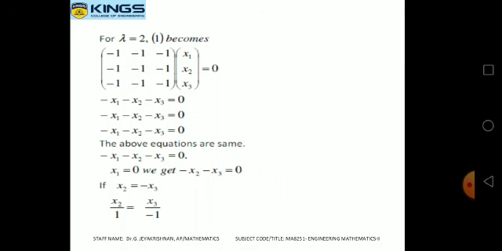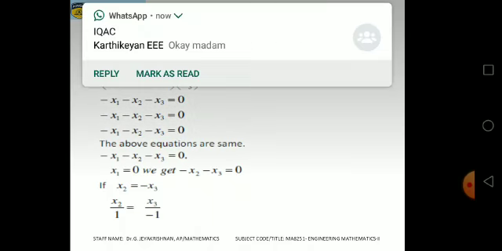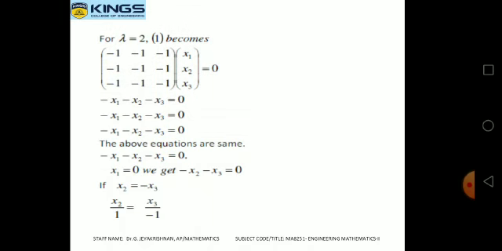So, we choose any one of the equations. We can put x1 equal to 0. In the above equation, with x1 equal to 0, we get minus x2 minus x3 equal to 0. So x2 is equal to minus x3; using cross multiplication, x2 divided by 1 and x3 divided by minus 1. Therefore, the second eigenvector x2 is equal to 0, 1, minus 1.